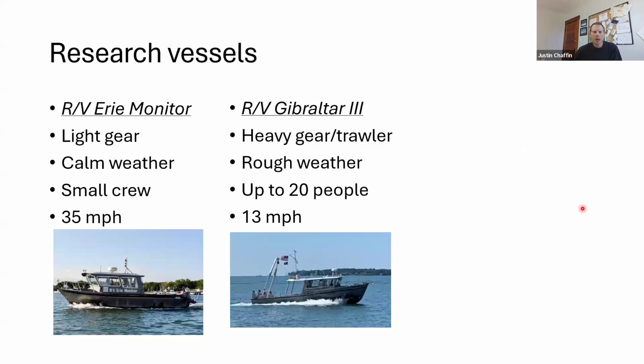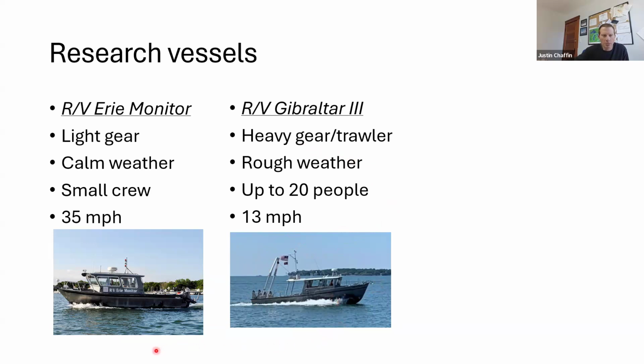So more about Stone Lab. We have 2 main research vessels. We have the Erie Monitor, which is a small fast boat for light gear, calm water, small crew. It's fast, up to 35 miles an hour in calm weather. And then we have the larger Gibraltar 3, which is a heavy trawler boat, can handle heavy gear. You can see the A-frame back here. Rough water, larger group of people, and it's slower. It's about 13 miles an hour.